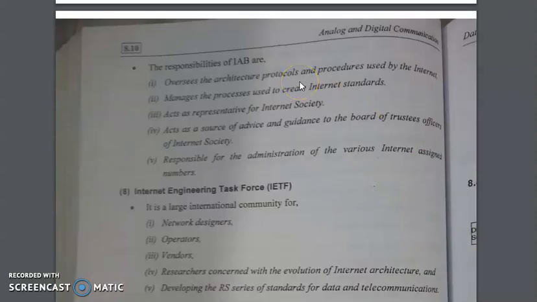The responsibilities of IAB are to oversee the architecture, protocols, and procedures used by the internet, manage the process used to create the internet standards, act as a representative for the Internet Society, be responsible for the administration of various internet assignment numbers, and act as a source of advice and guidance to the board of trustees and officers of the Internet Society.